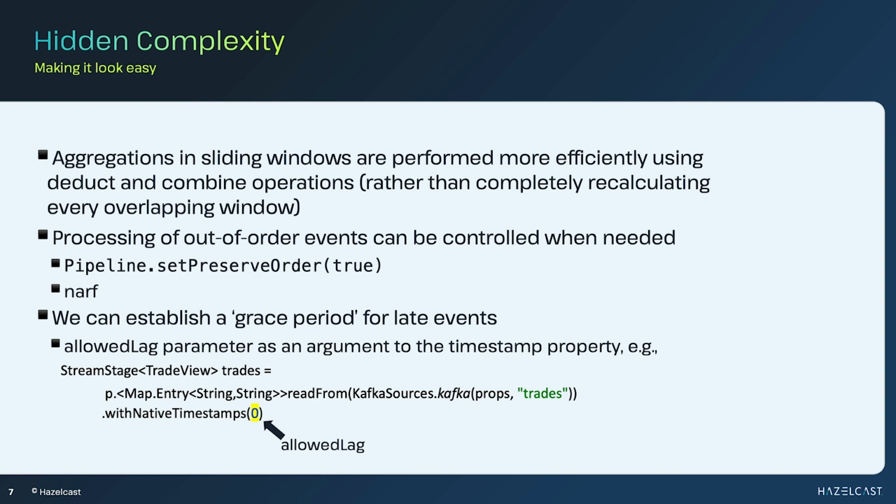Adding windows to our pipelines is pretty simple. The API hides a lot of complexity, and I want to briefly hit on a couple of things that are useful to know when building efficient pipelines.